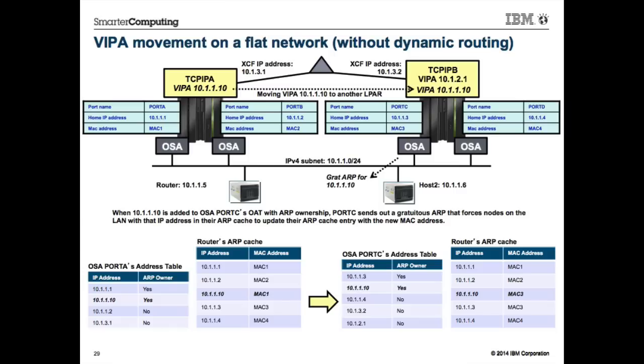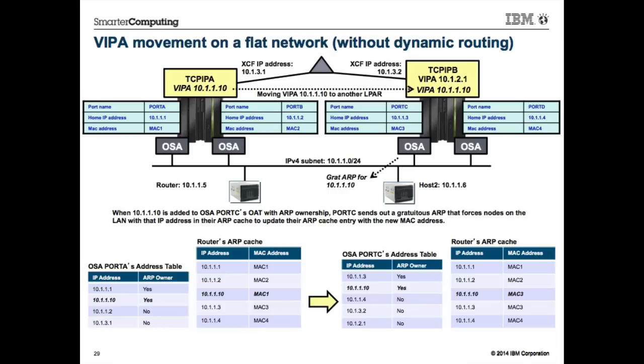But now let's move the VIPA. So now we move VIPA 10.1.1.10 to another LPAR. And this is not that uncommon with VIPAs, especially in sysplexes. They can move around. It's an availability feature. When that happens, then OSA port C on the other host becomes the VIPA owner, and he sends a gratuitous ARP to the network telling them, hey, 10.1.1.10 is on me now.